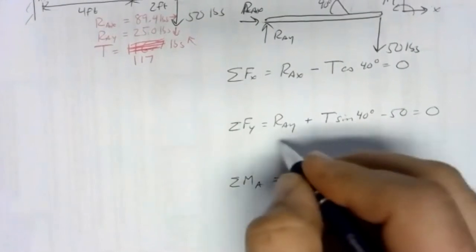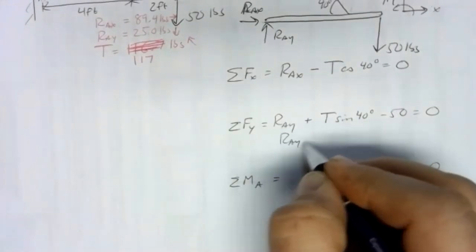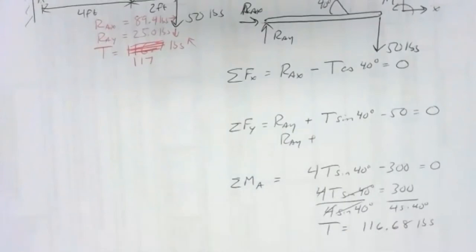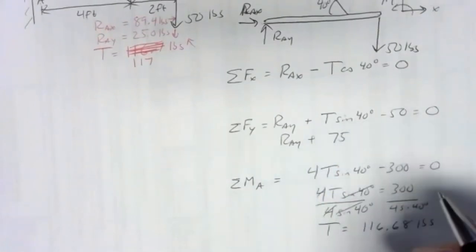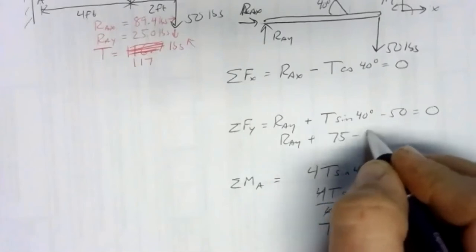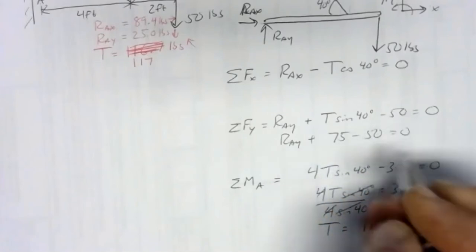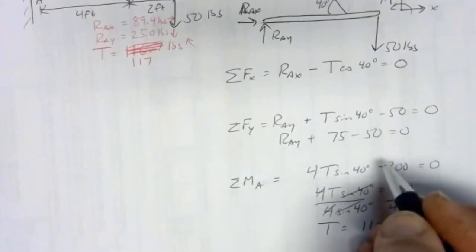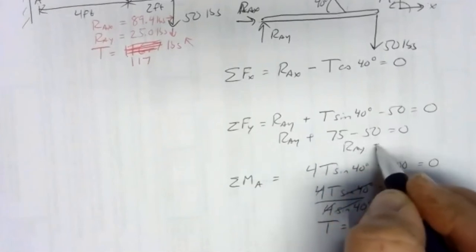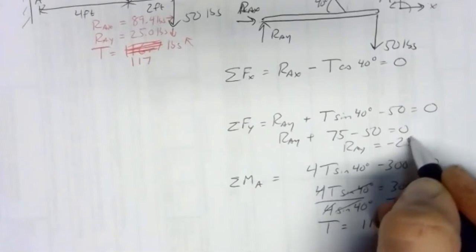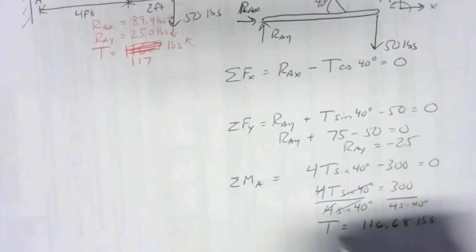Now that we know that, we can go back into the Y and the X equations and solve for those. Well, here we have RAY plus T sine 40. We just divided out the sine 40 here, so when we put it back in, we're going to get back to exactly where we were: 75 minus 50 equals 0. So this will have exactly the same solution as in the previous problem. RAY equals negative 25. And that's how we knew it was 25 pounds down.